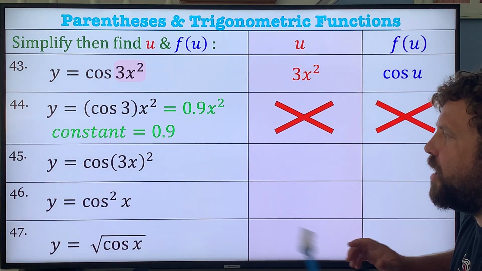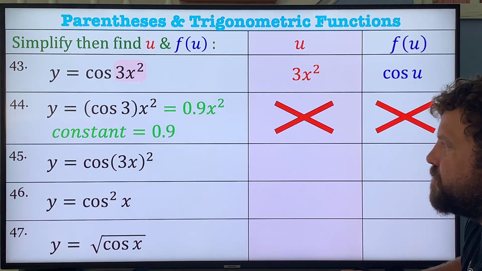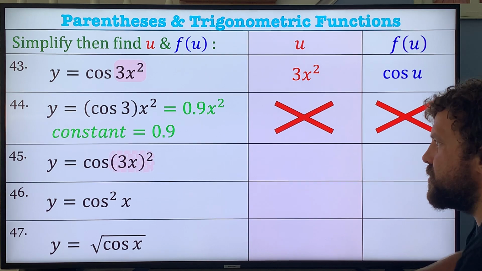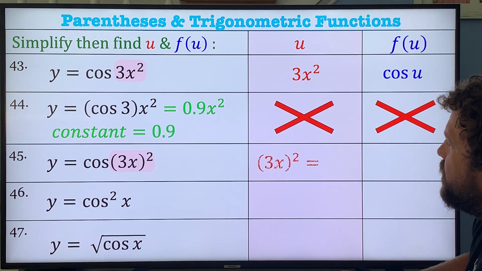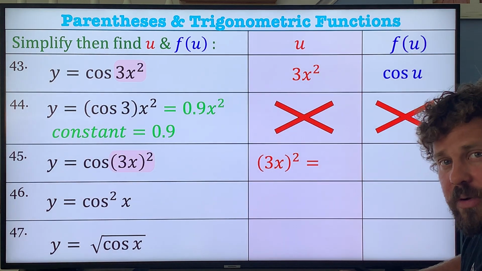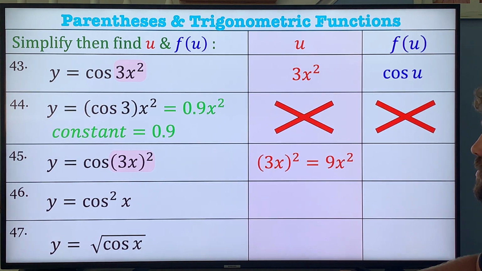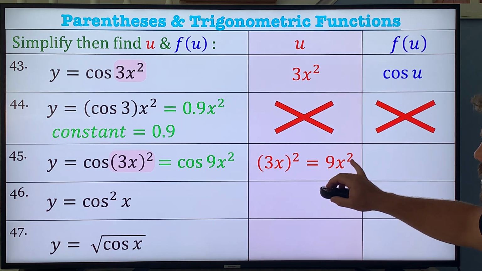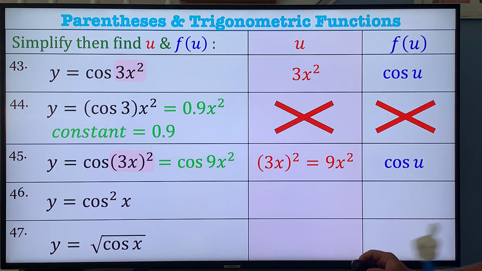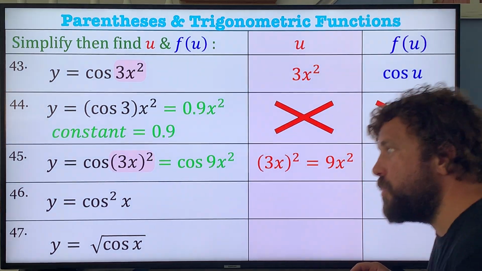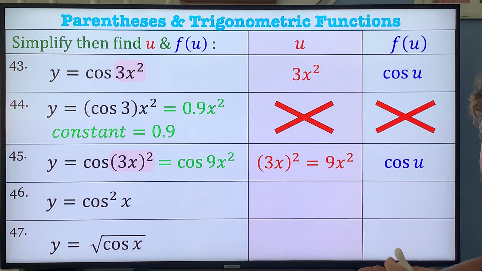All right, problem 45. Well, 3x squared is my u, right? What does 3x squared equal? Not 3x squared, it actually equals 9x squared. This problem right here is cosine 9x squared. So 9x squared is my u. My f of u is cosine u. That was easy.